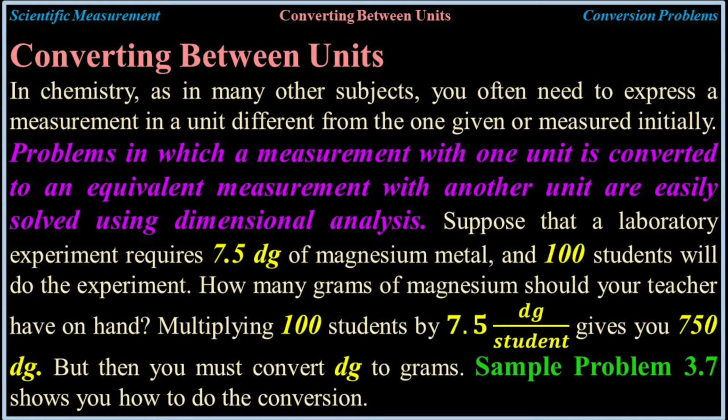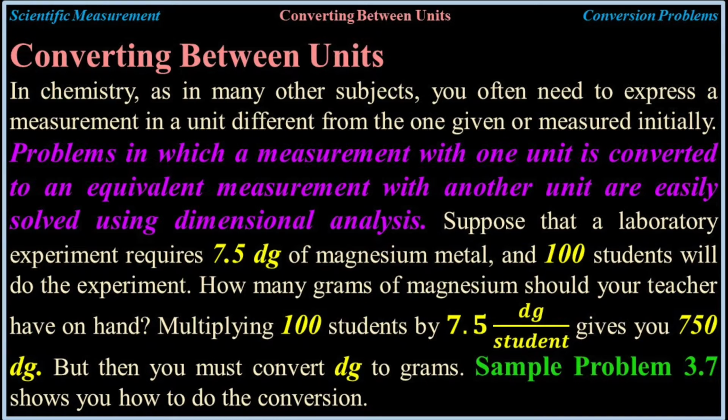Converting between units. In chemistry, as in many other subjects, you often need to express a measurement in a unit different from the one given or measured initially. Problems in which a measurement with one unit is converted to an equivalent measurement with another unit are easily solved using dimensional analysis. Suppose that a laboratory experiment requires 7.5 decigrams of magnesium metal, and 100 students will do the experiment. How many grams of magnesium should your teacher have on hand?